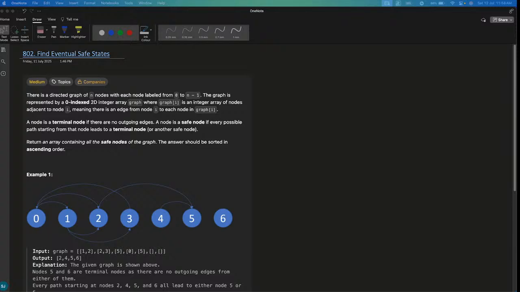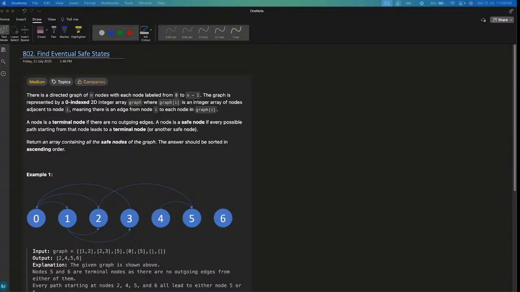Alright, hey everyone. So today we're gonna do Find Eventual Safe States. Last time we did Course Schedule 1, and I decided to skip Course Schedule 2 because it did not make any sense to do it, since we kind of covered it in Course Schedule 1 itself. There was not much difference to it.